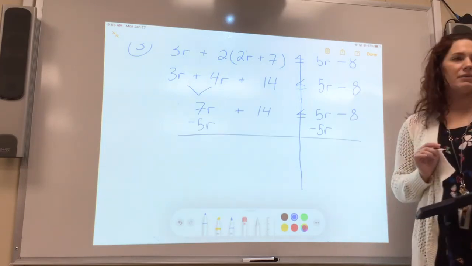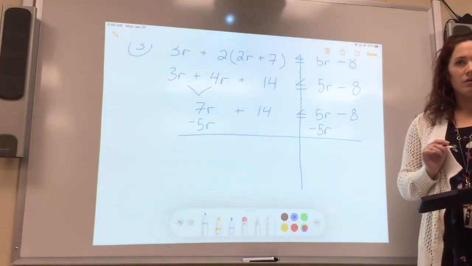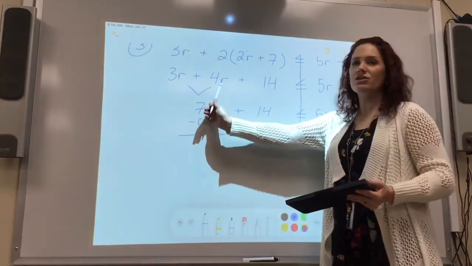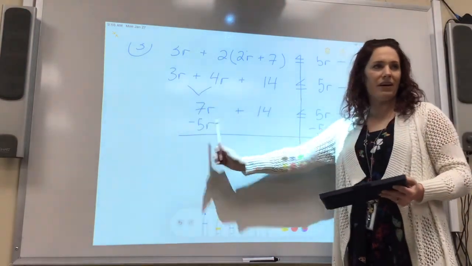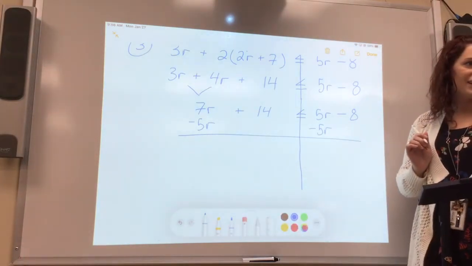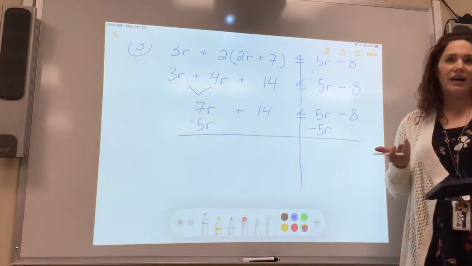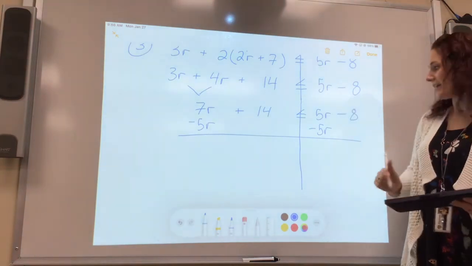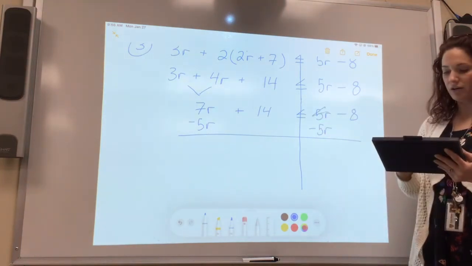How come I can't just add them together? Because I added these two together and just made those 7. How come I can't add the 5 and the 7 now, Donnie? Because it's on the other side. Right, I need to move it over so that I can combine them. So to move that over, I have to subtract it.